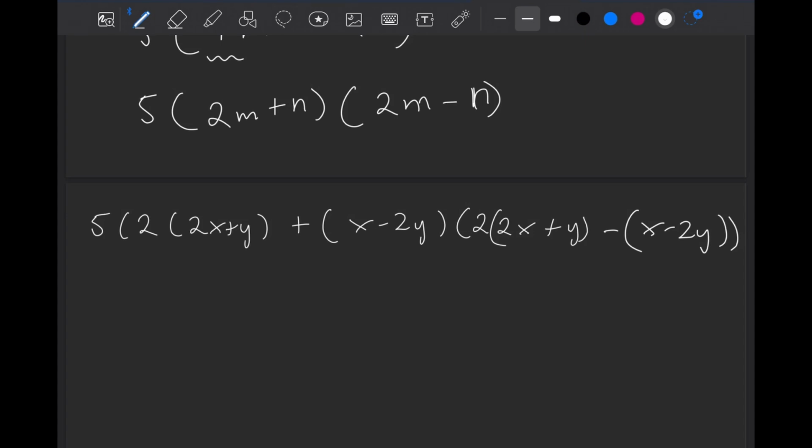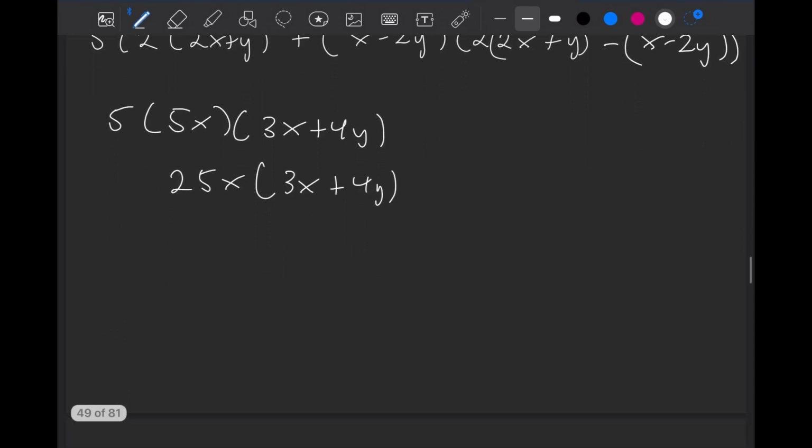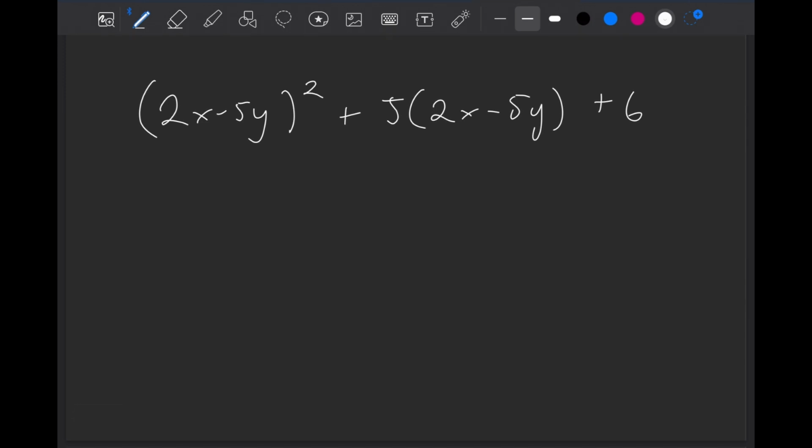Then once we simplify and FOIL everything together, we're going to have 5 times 5x, and then 3x plus 4y, which can be simplified to 25x times 3x plus 4y. And that's basically how we do that one. Make sure you distribute this into both of them, and then make everything properly distributed. And yeah, try those. Now let's try doing one more.